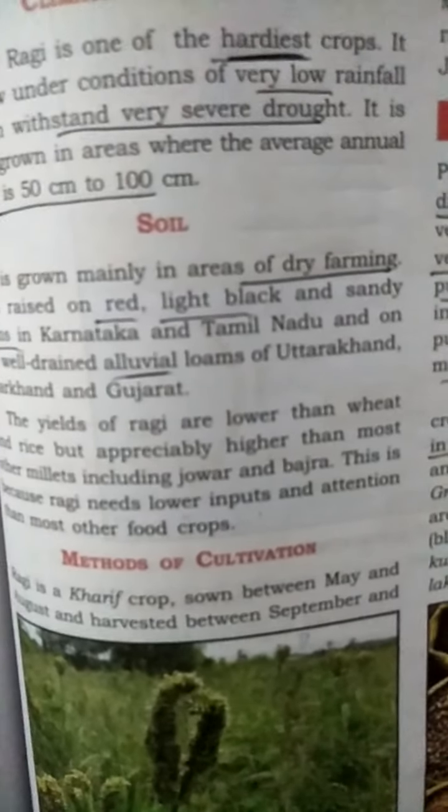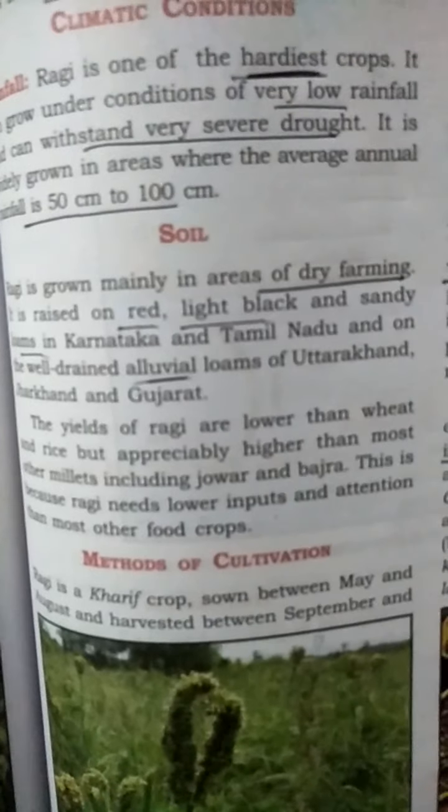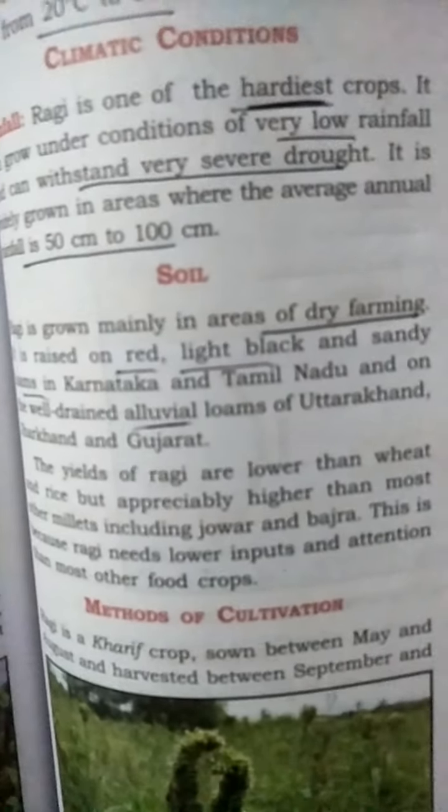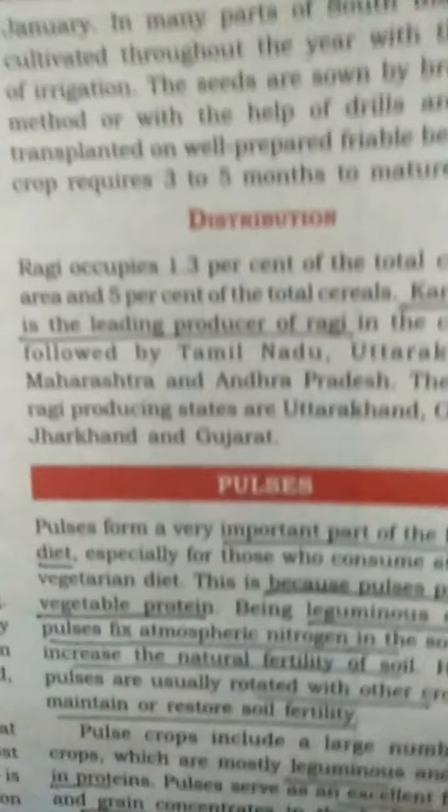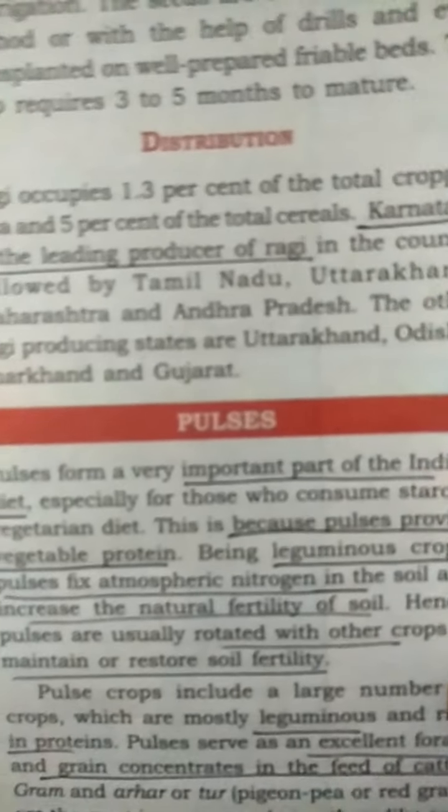What kind of soil? It can grow in variety of soils, red, black, alluvial soil, and this is ideal for dry farming. Next is distribution. Karnataka is the leading producer of ragi.